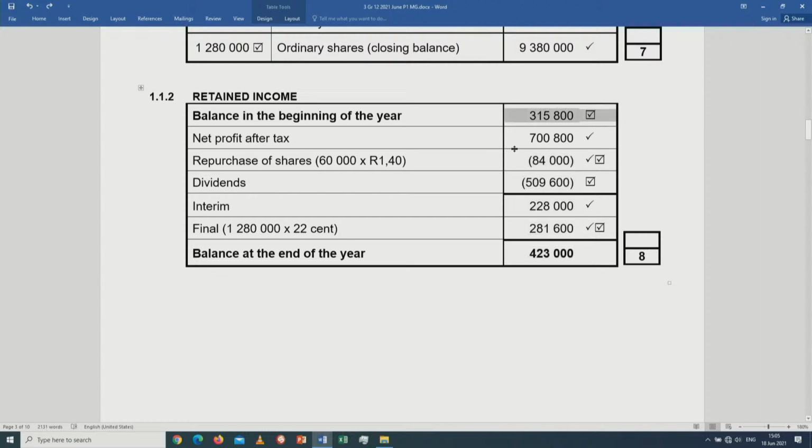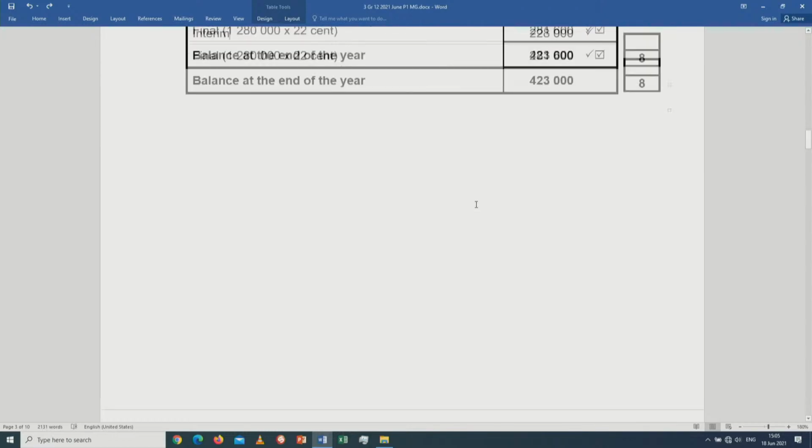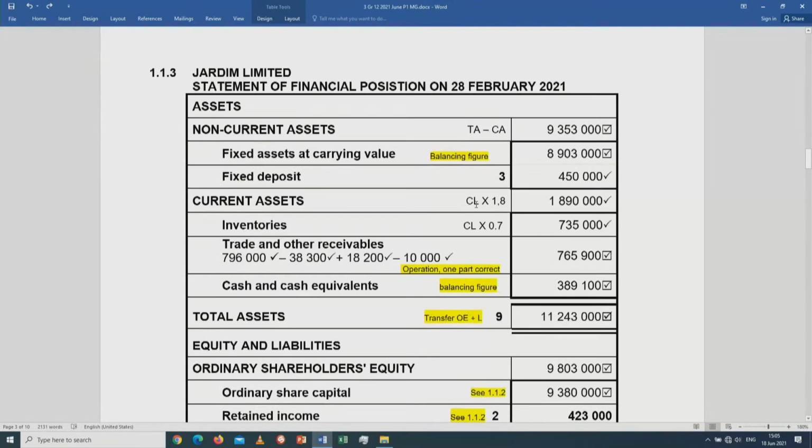So it does not have to be 315,800 because of the mistake of the learner, but it must follow the correct principle to say this figure plus this figure plus this figure minus that figure of the net profit to earn that method mark. So we must be very careful, colleagues, when we mark that part, especially with the method marks.